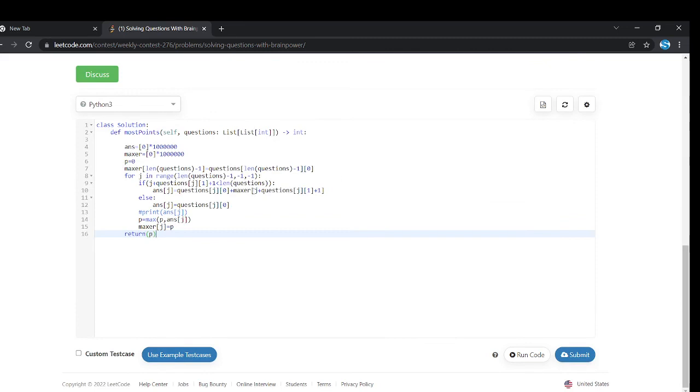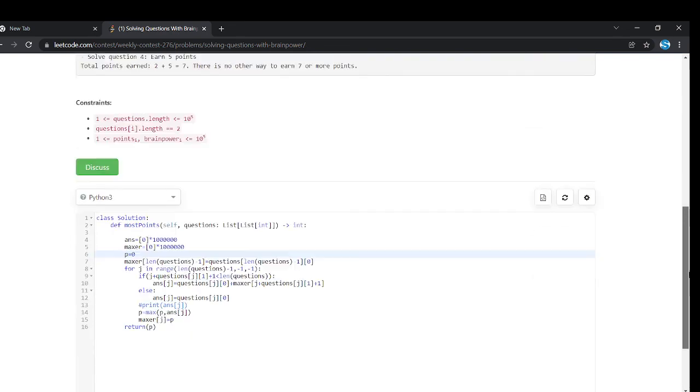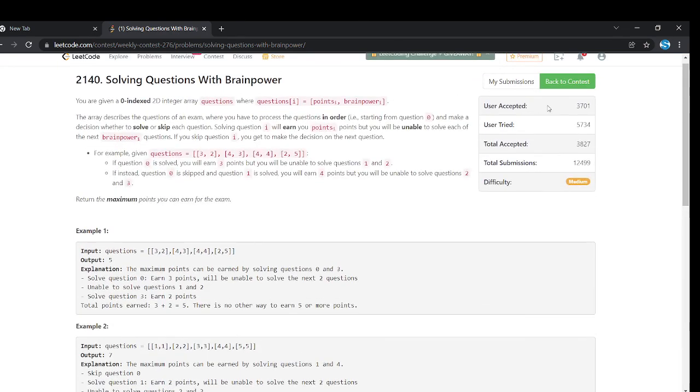Now speaking about the time complexity, it will be order of n time complexity. Space complexity will be again order of n. So that's how we have done the first three questions.